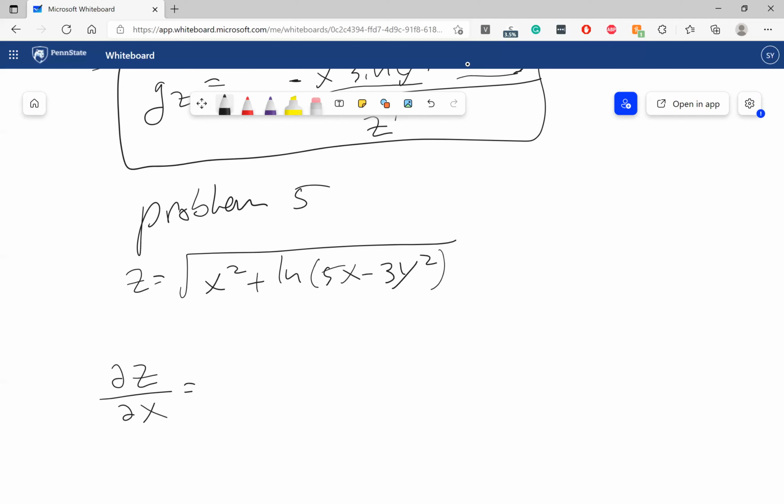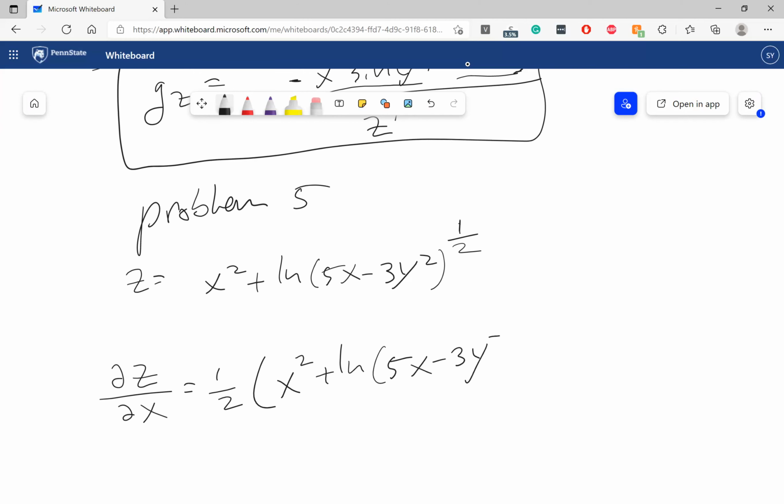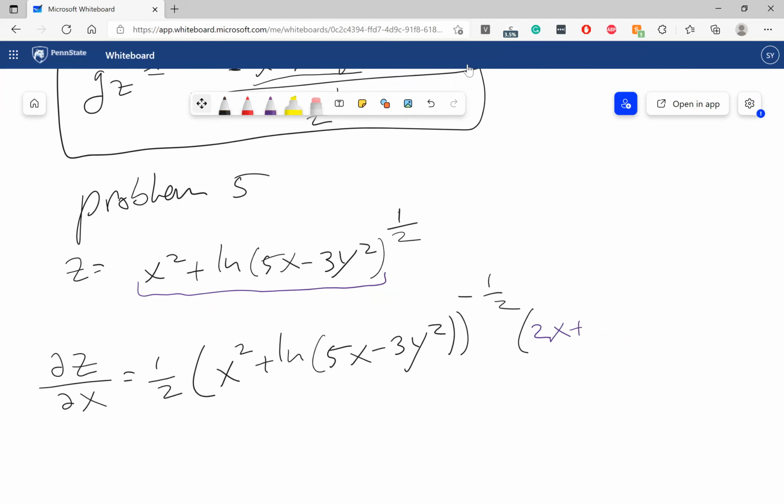Okay. So let's change the square root to just 1/2. So it's going to be 1/2, the inside part of 5x minus 3y squared to the negative 1/2. So this comes to the bottom, and then by the chain rule, we take the inside part and that derivative with respect to x. So this is going to be 2x plus, and then the ln goes down.